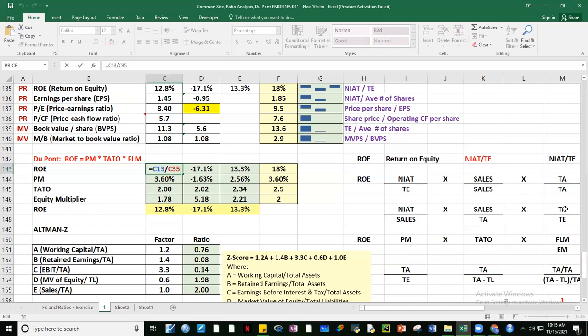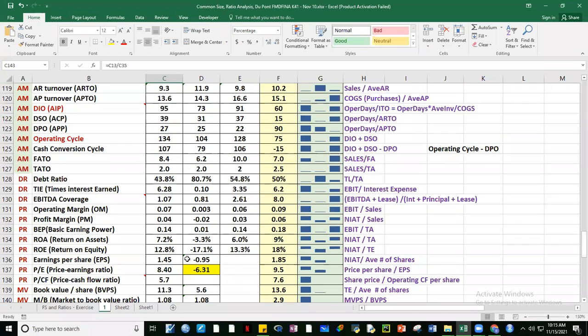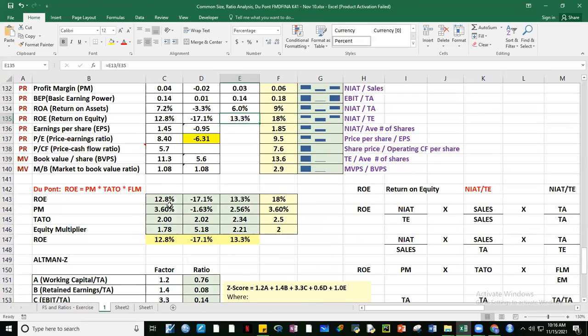So dito lagay muna natin, guys, yung formula natin. In fact, meron na tayong ROE dito: 12.8%, negative 17.1, 13.3. So we could have just linked it here. Pwede naman, pero pinasok ko na lang yung formula: C13 over C35, and then copy to the right. Or you can just copy itong 12.8%, 17.1, 13.3.